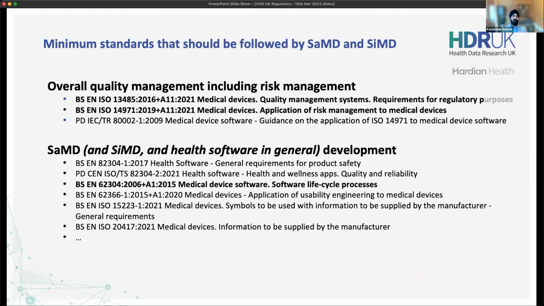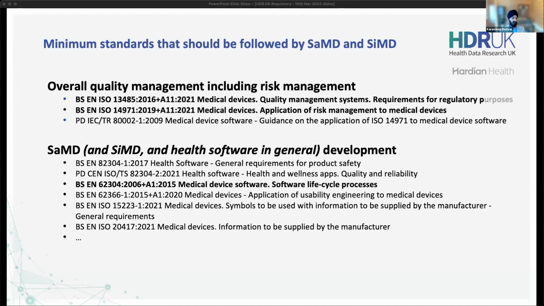Perfect. So what are the minimum standards that should be followed by a software medical device or software in a medical device? Now, overall quality management is, of course, ISO 13485, which is quality management systems for medical devices. ISO 13485 is effectively ISO 9001, but for medical devices. ISO 9001 can be applied to many different industries. It could be construction sites, it could just be general offices, etc. 13485 is the tailored version of 9001 to medical devices.